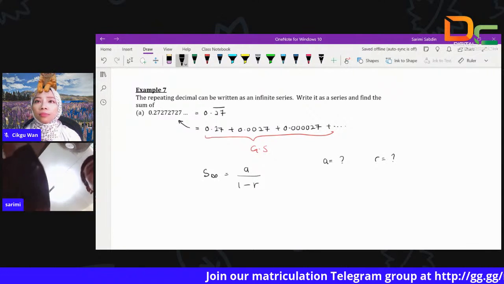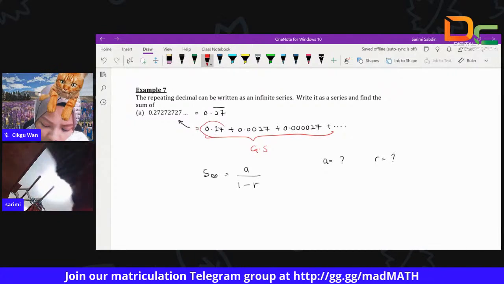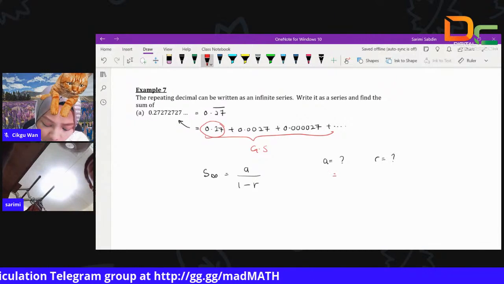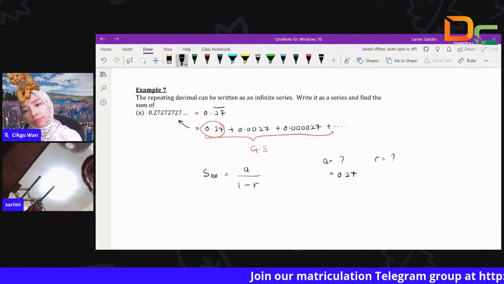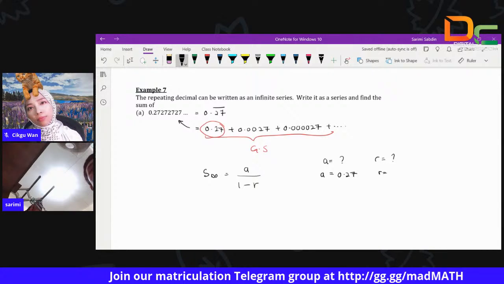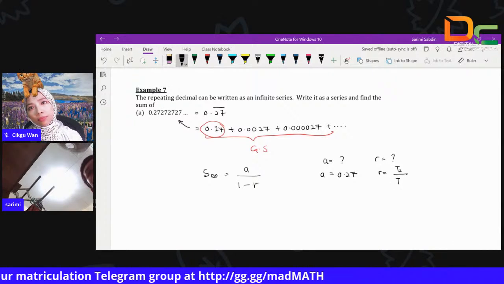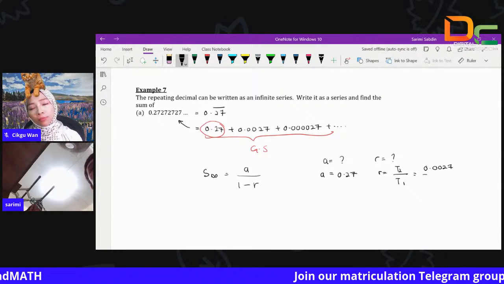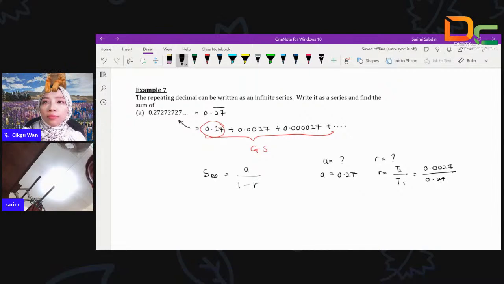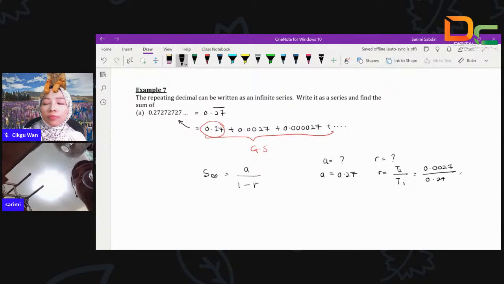This is very easy to find because a is just the first term, which is 0.27, and r we can take the formula t2 over t1, which is 0.0027 divided by 0.27. This is equal to 1 over 100. Okay, so we get the value of a, we also get the value of r. So we just plug in these two values into the formula of sum to infinity.